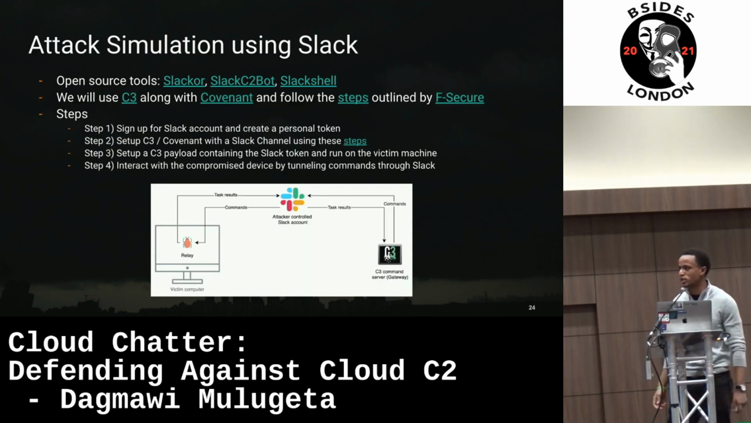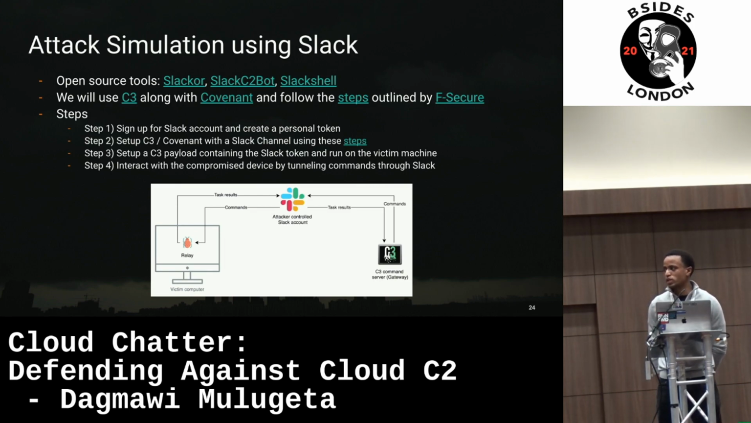Cool. So if we do the same thing we did with Dropbox, we can simulate this with Slack C2, Slack C2 bot, or Slack shell. We just used C3 Covenant because they have a very detailed set of steps that we could use. Again, we're going to use a 4-step process here. We're going to sign up for the account, set up C3 and Covenant with the Slack account that we set up. Then we're going to generate a payload and move that to the victim machine, and then we're going to interact with the compromised device by tunneling commands through Slack, right?